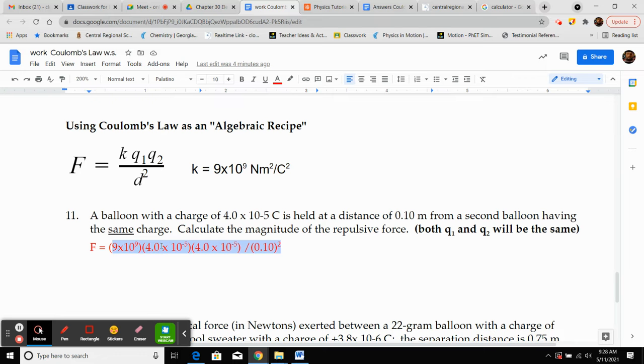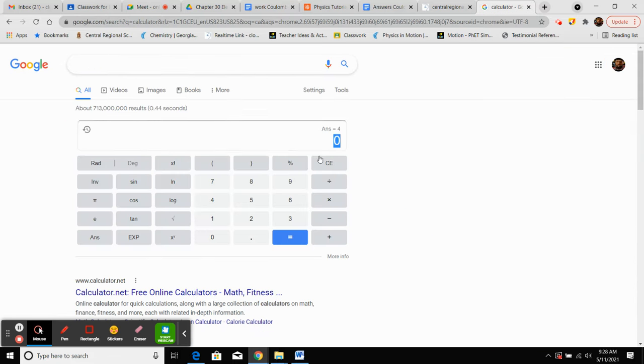9 times 10 to the 9th. You can just read me the numbers. So the first one is 9 times 10, and then I find the exponent button, which is the x to the y. Click that, and you see a little box pop up, and now I can just type in the exponent. It was 9, right, Tim?